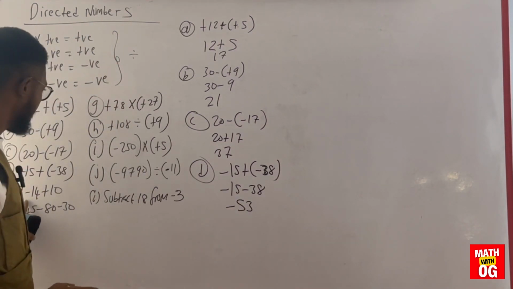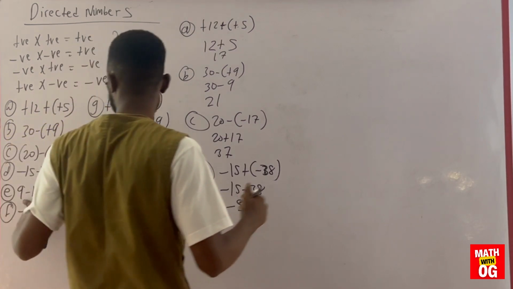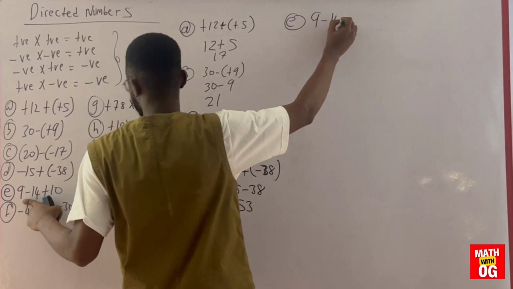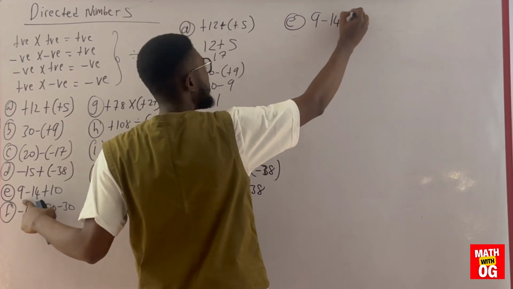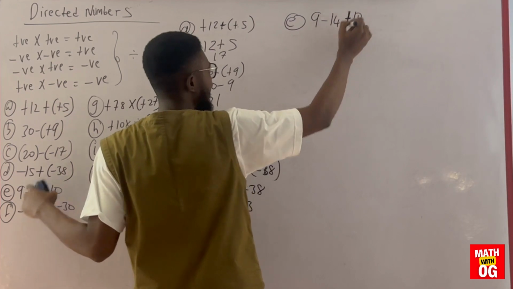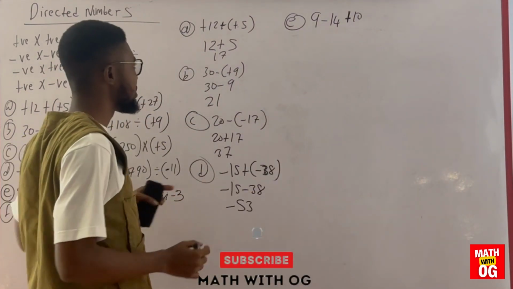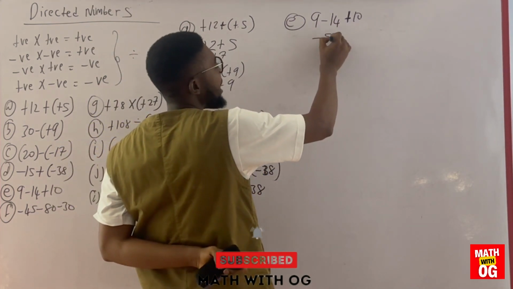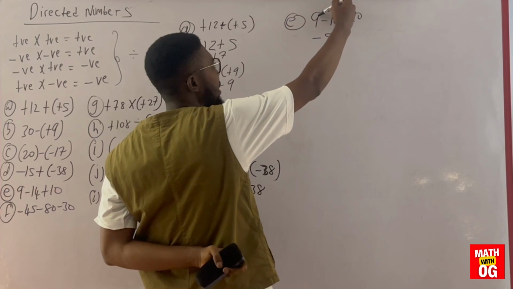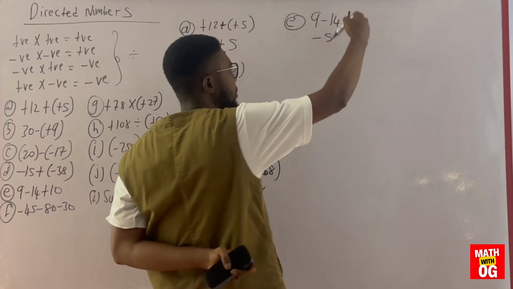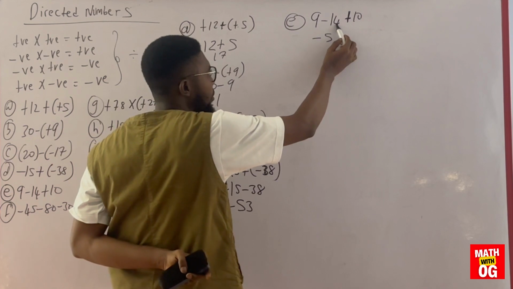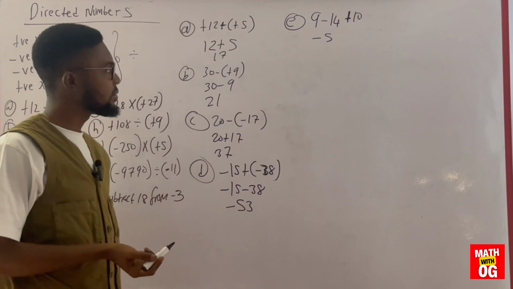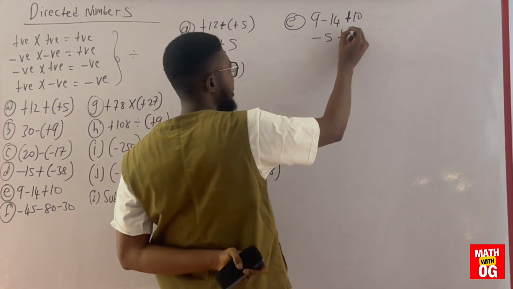Then the E part, you have 9 minus 14 plus 10. So this is taking us to almost BODMAS, but let's just go with this without thinking about BODMAS. We'll get to BODMAS. 9 minus 14 is minus 5, because I told you that whenever you have a smaller number subtracting a bigger number, you assume that the bigger number is subtracting the smaller number, and that will give you 5. Then you introduce your negative sign. So this is minus 5 plus 10.